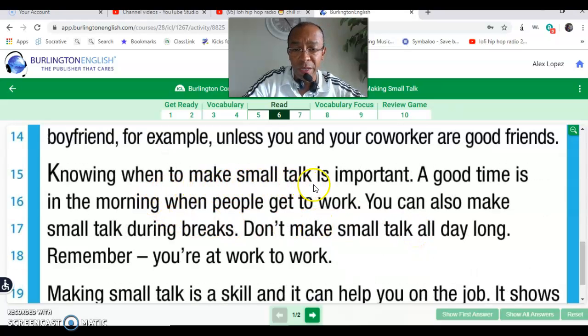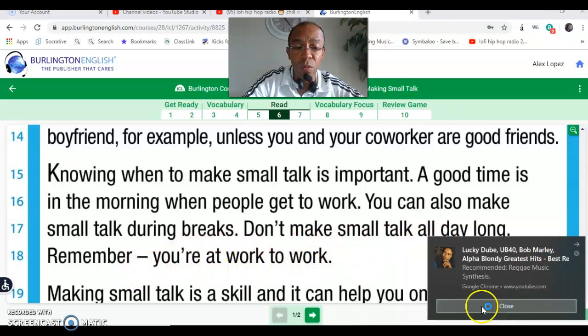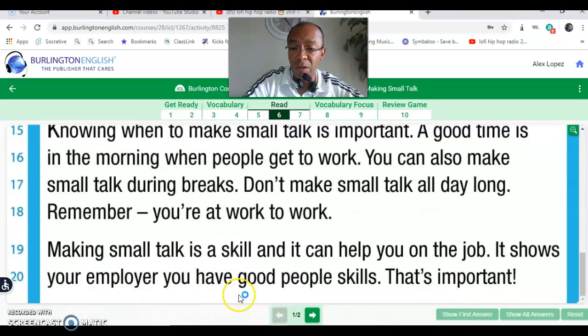Knowing when to make small talk is important. A good time is in the morning when people get to work. You can also make small talk during breaks. Don't make small talk all day long. Remember, you are at work to work. Making small talk is a skill, and it can help you on the job. It shows your employer you have good people skills, and that is important.